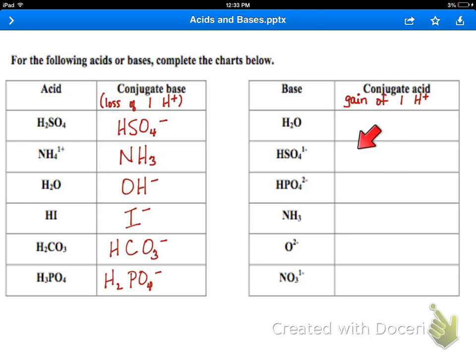This column over here, you're given the base, and you're going to do exactly the opposite. You're going to write its conjugate acid. So in its conjugate acid, it will gain one proton. So again, pause the video, fill in the list, and then turn it back on and check and see how you did. Check your answers.